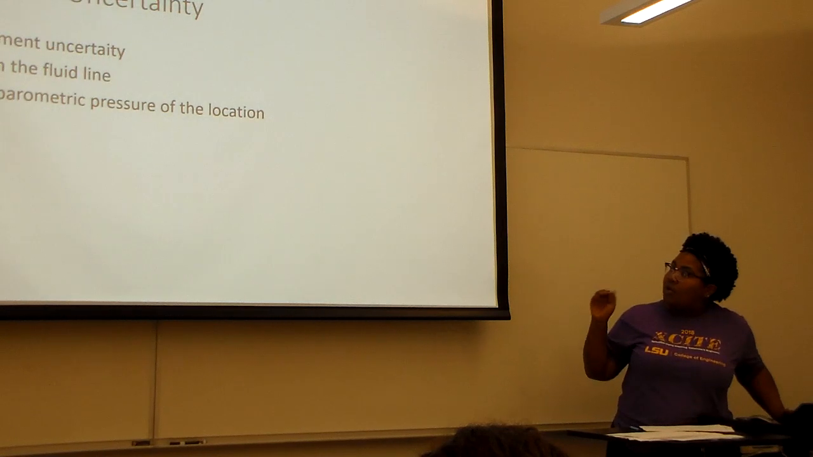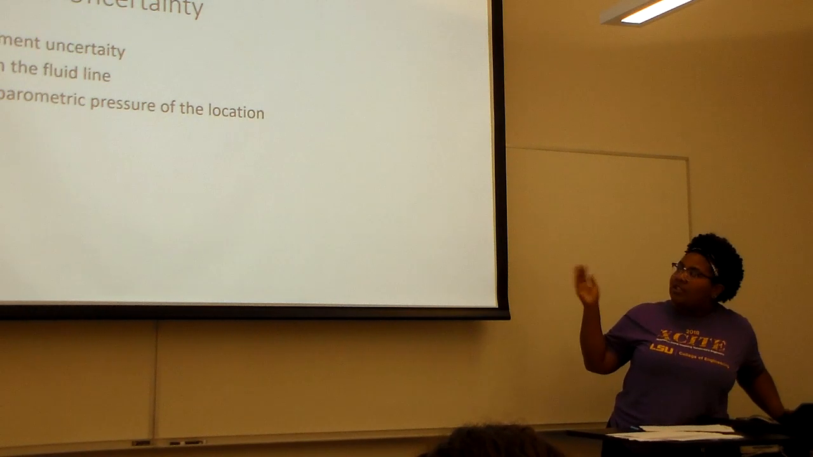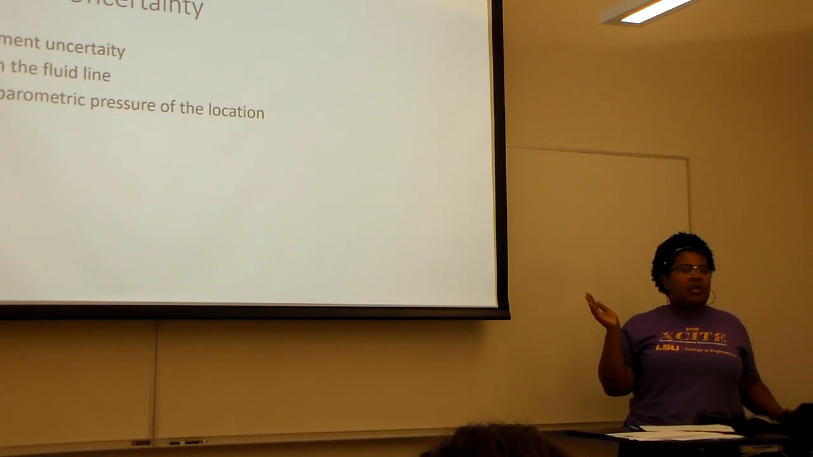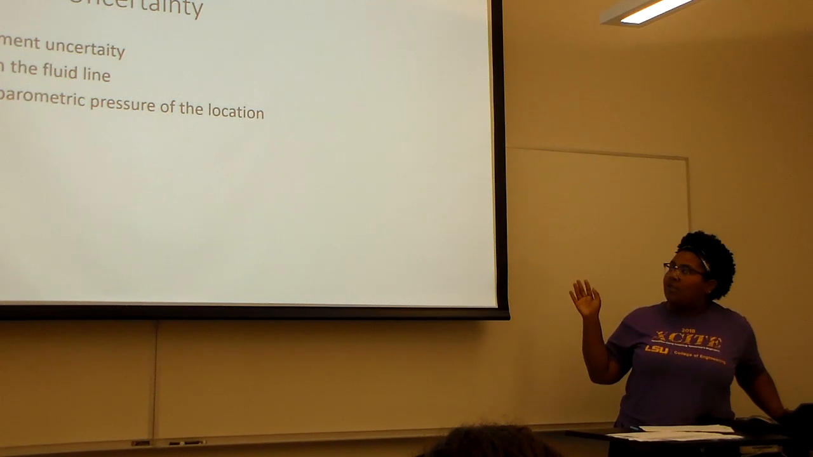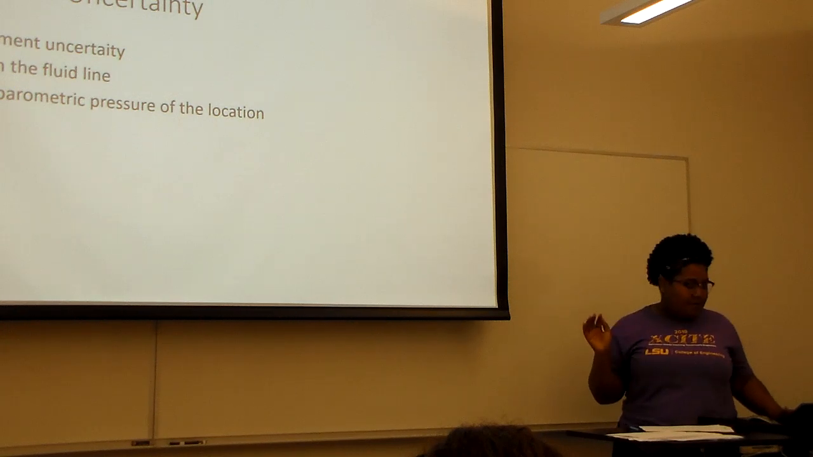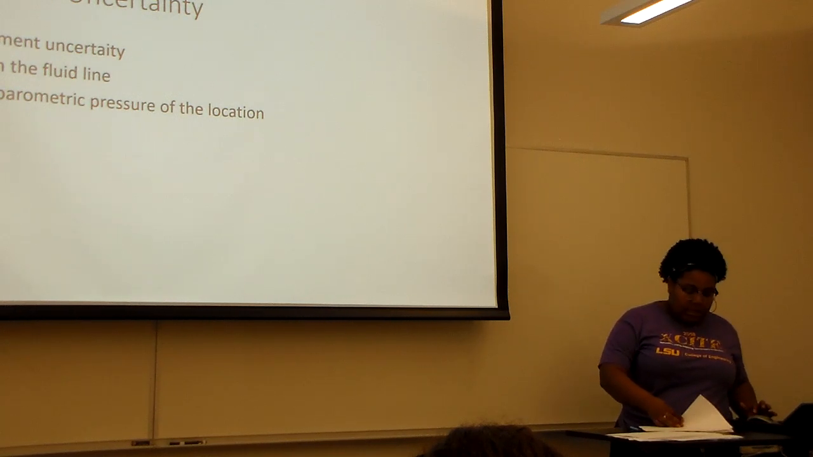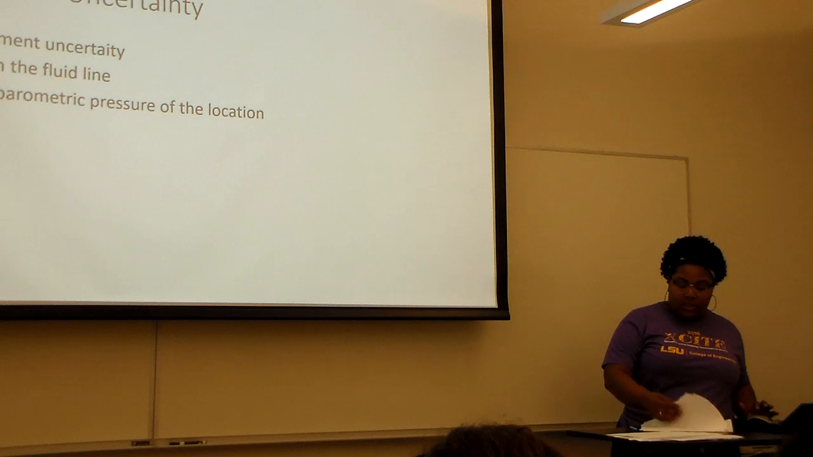Here are some causes of uncertainty. Instrument uncertainty, obviously. If there's a leak in the fluid line, that's going to cause uncertainty. And if you don't have the exact barometric pressure of the location, which we need for calculations. And that is it.